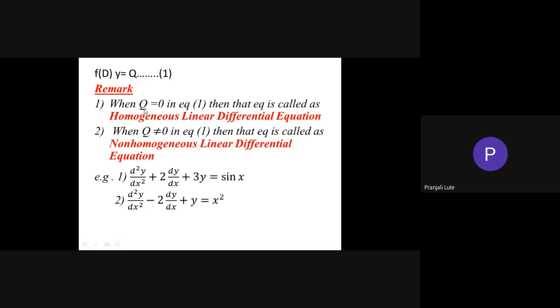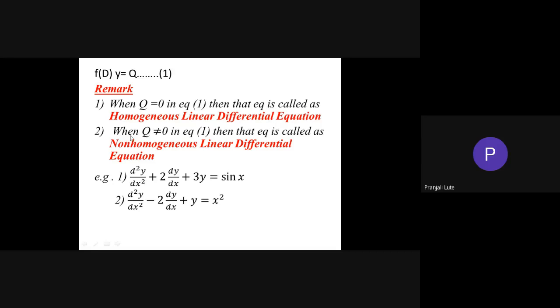Q is the right hand side, which is a function of x. If it is equal to 0 in this general form, then that equation is called a homogeneous linear differential equation.